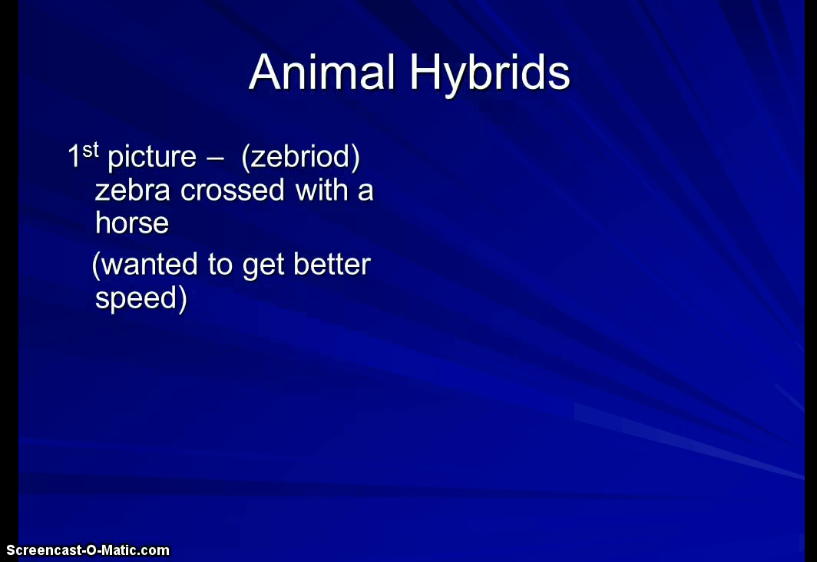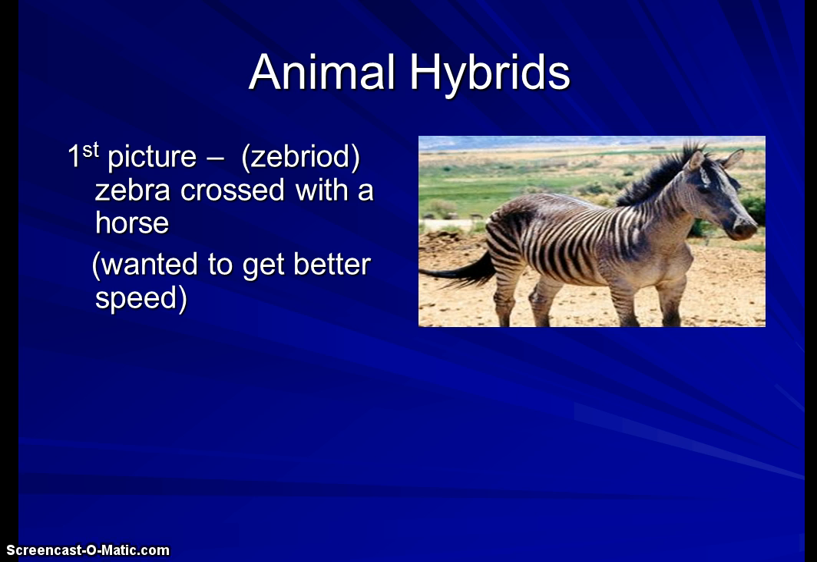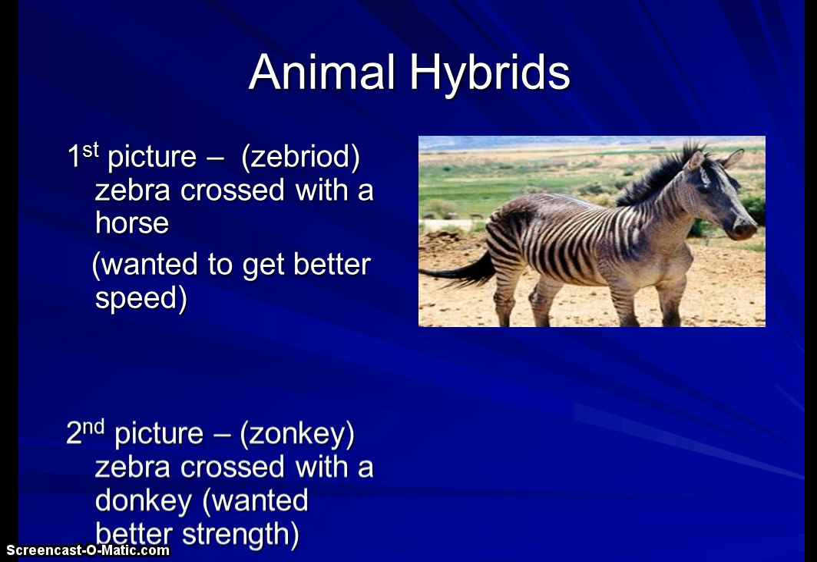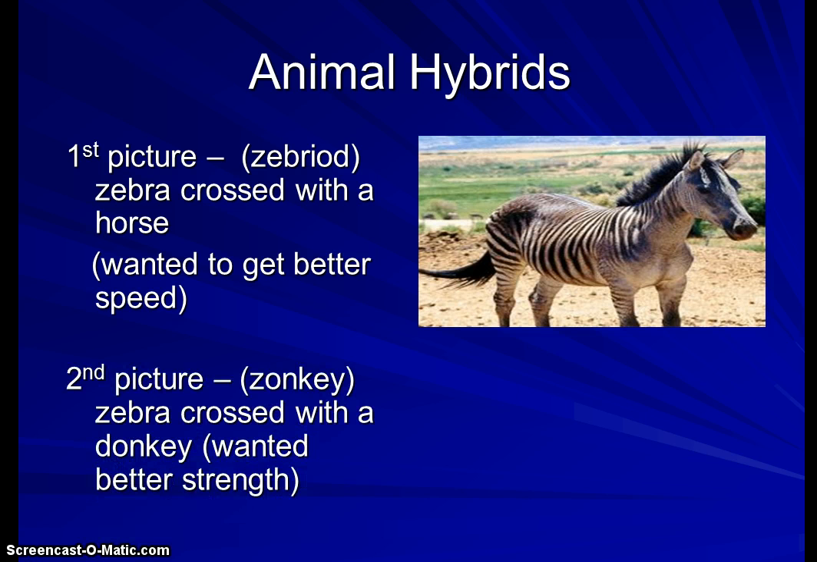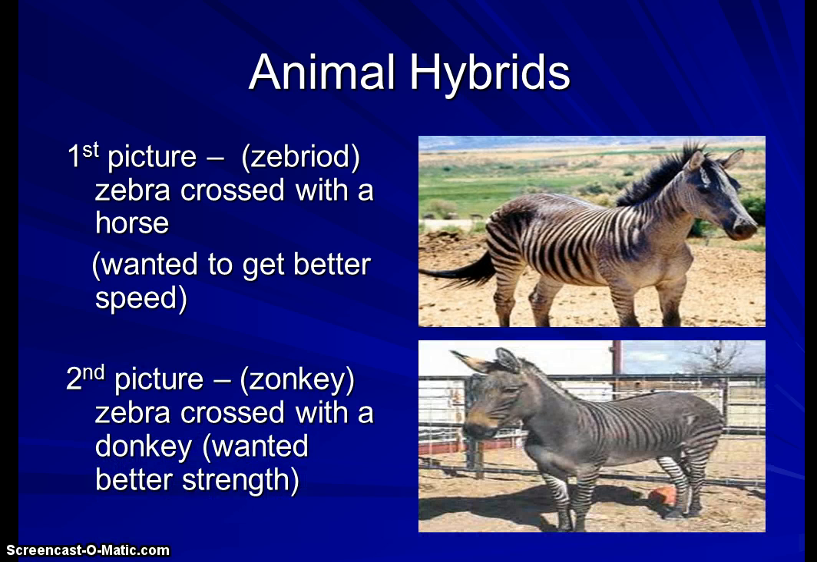An example would be a zebroid, which is a zebra crossed with a horse. So they're hoping to get the speed, a faster version of a horse or a zebra. That's what they're trying to do. And then in this picture we have a zonkey, which is a zebra crossed with a donkey. Donkeys are very strong, and they're pack animals, and so they're trying to get a stronger kind of pack animal. All right, and they're both in the horse family, not necessarily horses, but in the horse family.